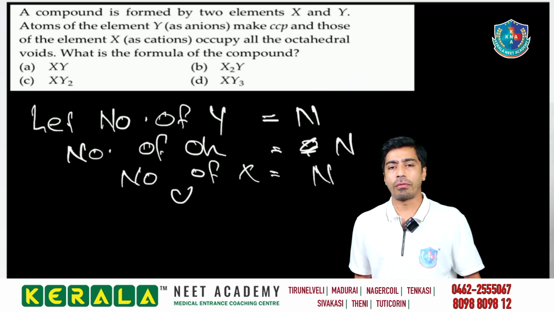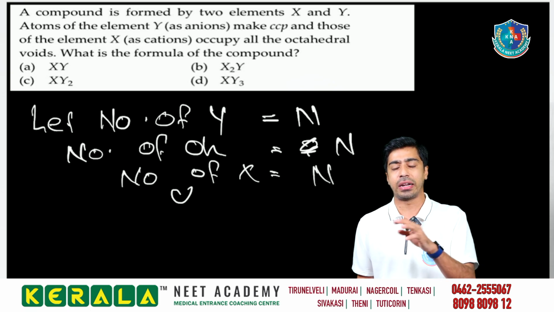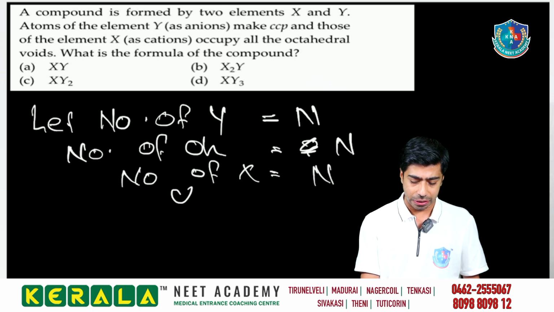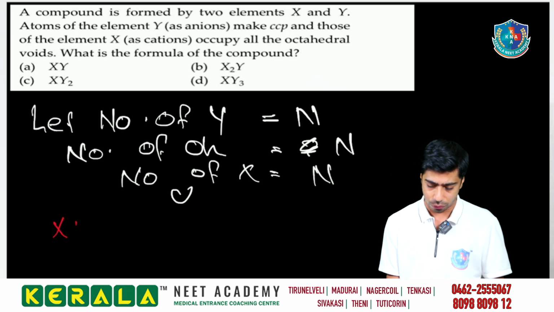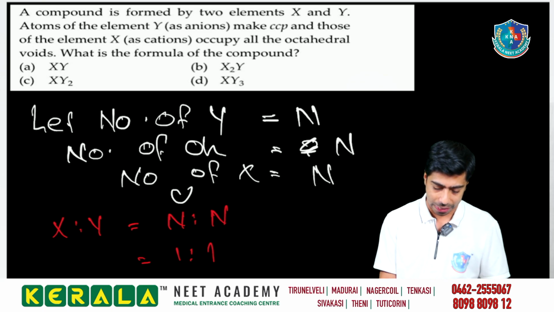So you have n number of Y and n number of X, and here the answers are given as X and Y. First it mentioned X and the second one is Y. So we'll take the ratio of X and Y. So X is to Y is equal to n is to n, which is equal to 1 is to 1. So the formula will be X1Y1, or the formula will be XY.